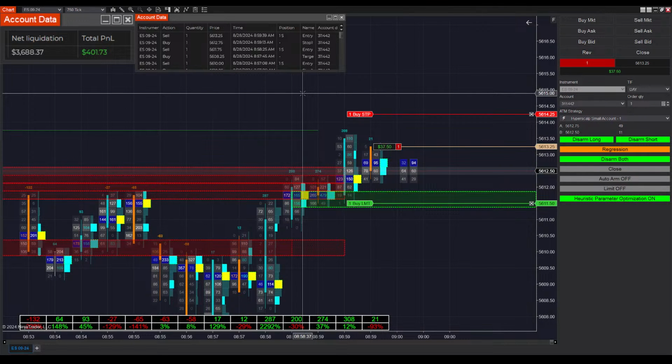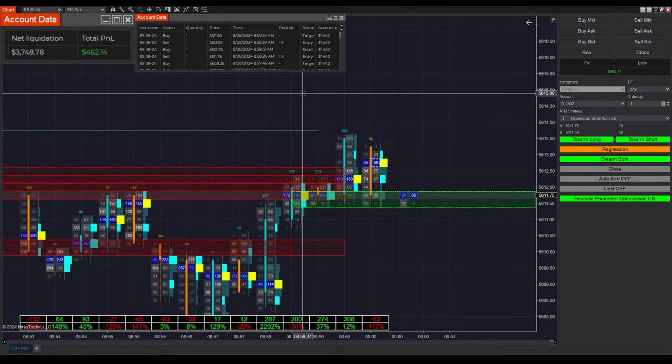Hey KBN, make sure you're loading the actual machine learning template. And if you have been running heuristic parameter optimization for a while and that has corrupted the data, you might want to reset the model and just go with the base and then just turn off heuristic parameter optimization.